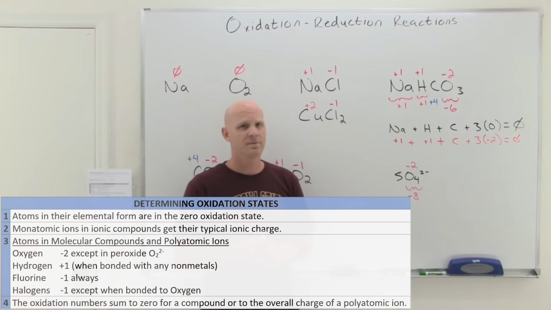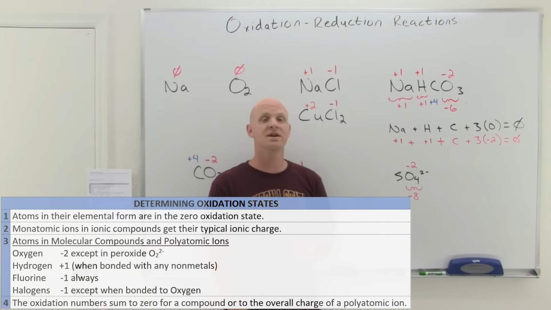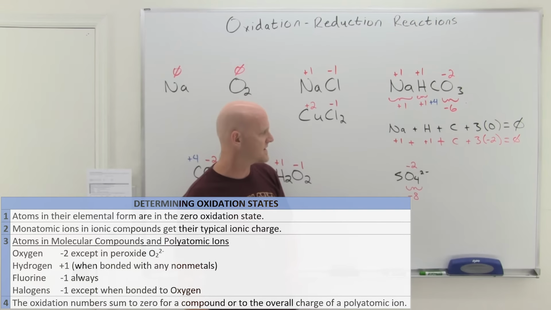Now, one thing to note: you might get a question on a test that says, what's the oxidation state of oxygen? Oxidation state is always defined per individual atom. So in this case, the right answer would be -2, not -8. There is a total of -8 charge here, but the oxidation state per oxygen is still -2. That's, again, how oxidation state is defined.